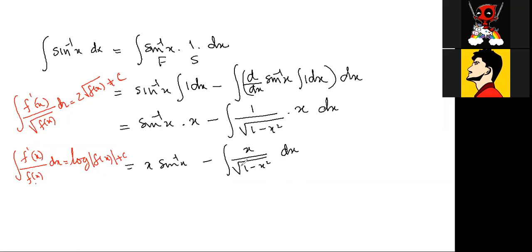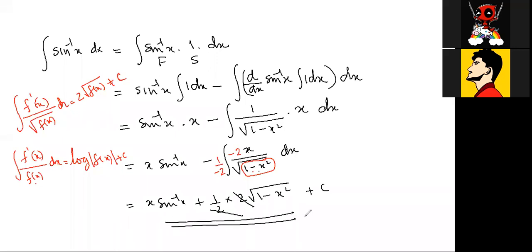So you can see here 1 minus x square, and the derivative of 1 minus x square is minus 2x. So if I bring a minus 2 here, this became f dash x upon root of f x. So my answer now became x into sine inverse x plus half of 2 root of f x, plus c. So your answer became x sine inverse x plus root 1 minus x square. Is it clear? That is your final answer.